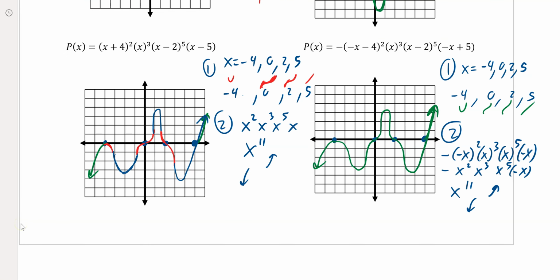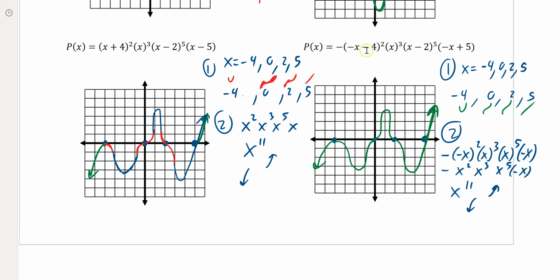So it's the exact same graph. I added a negative here and a negative here, but I put the negative here inside the square. So as you can see, when you take a negative x and square it, it stays positive. Not going to change its end behavior. And at the last one, I also threw in a negative. So this negative cancels this negative. You can see how the signs change. So you got to be careful.